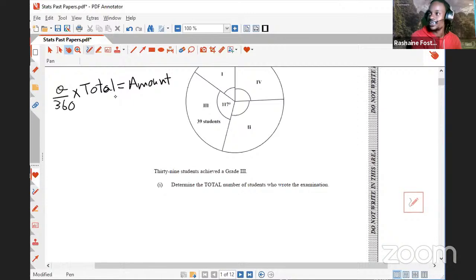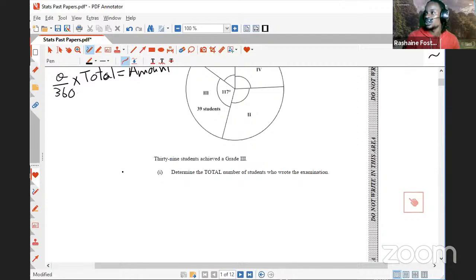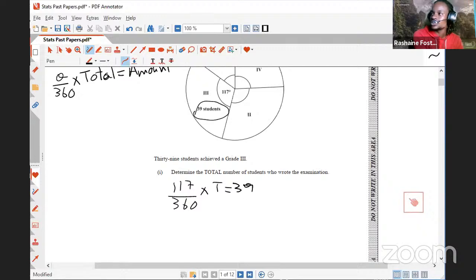That's the formula we're going to be using to help us answer our different questions. 39 students achieved a grade 3. Determine the total number of students who wrote the exam. Using that formula, let's see what we come up with. 117 is the angle that we're given. So 117 divided by 360, then I multiply that by the total. We do not know what the total is, so let me call that T. And that's equal to how many students? They told us it is 39 students. That's equal to 39.